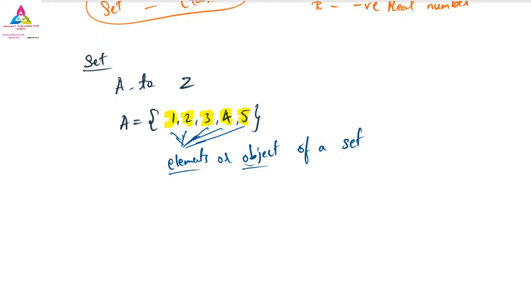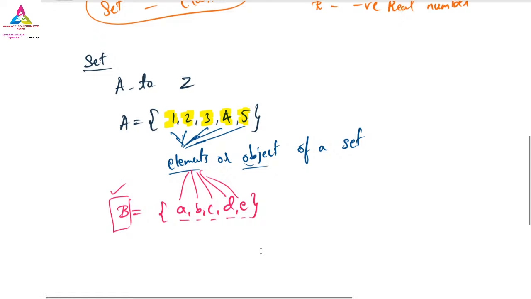Next, when you are writing any set, for example B equals, and we write the set a, b, c, d, e. Most importantly, here the capital B represents the set name. And the small a, small b, small c, small d and small e are again the elements or objects of the set. One more important thing: we will enclose the set using these brackets, which are also called flower brackets. We have to remember this.